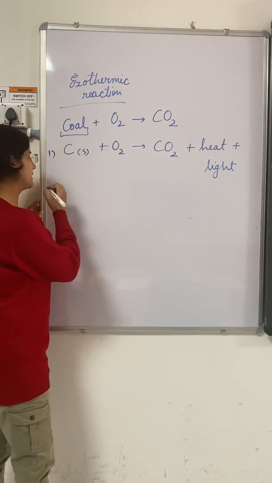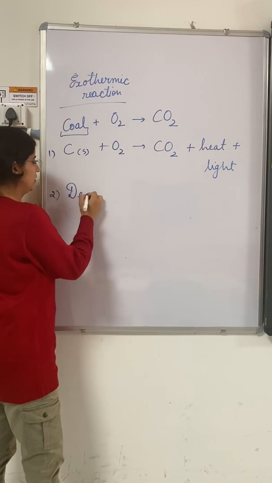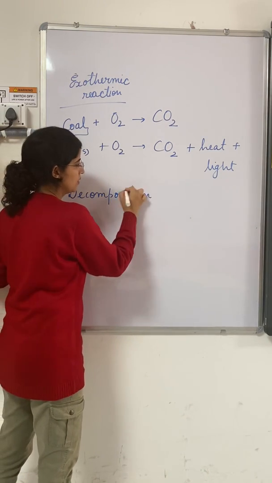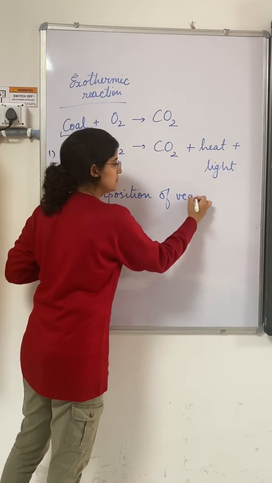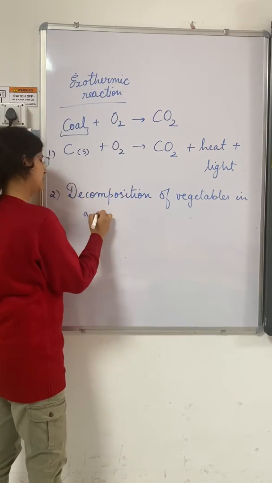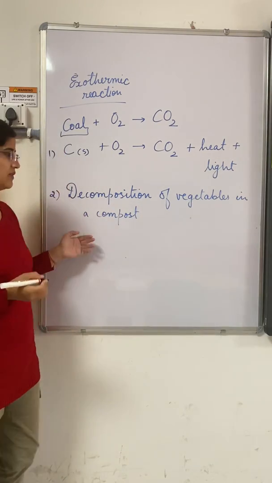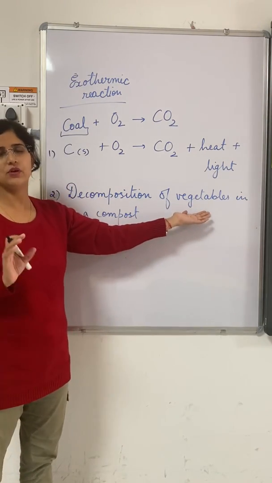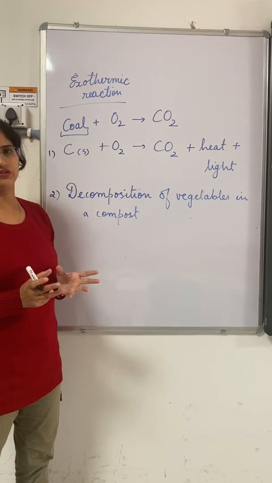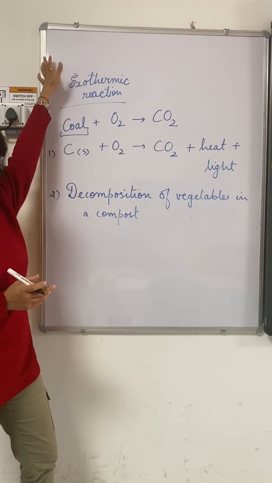Now let's take the second example of exothermic reaction. Decomposition of vegetables in a compost is an exothermic reaction. When the vegetables, or basically all the food substances, decompose, they give out heat energy. So all these reactions fall in the category of exothermic reaction.